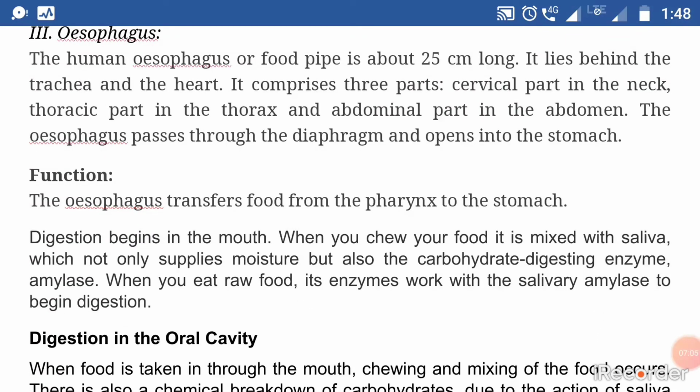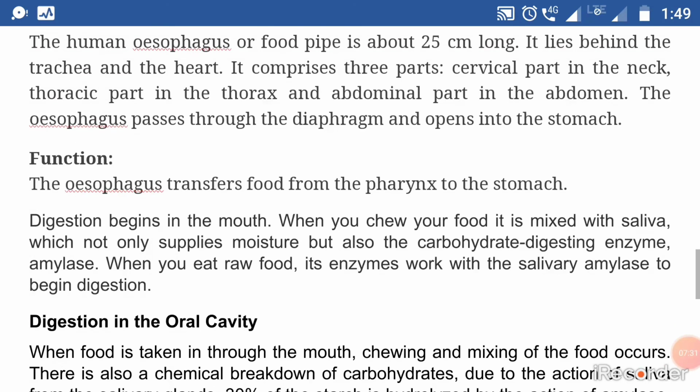In the mouth, digestion begins. When we chew our food, it mixes with saliva, which not only supplies moisture but also the carbohydrate-digesting enzyme amylase. Saliva is made up of mucus, some salts, and these enzymes, and it is secreted by the salivary glands. When we eat raw food, its enzymes work with the salivary amylase to begin the digestion.